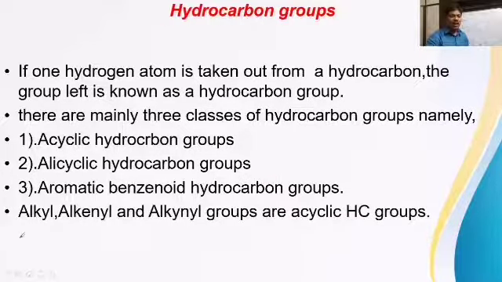Next, alkyl group, alkenyl group, and alkynyl group. These three are called what? Acyclic hydrocarbon groups. Here HC stands for hydrocarbon. So how many acyclic hydrocarbon groups here? Alkyl group. An alkyl group is obtained by the removal of one hydrogen from an alkane molecule. From alkane, if you remove one hydrogen, the group left over is called alkyl.